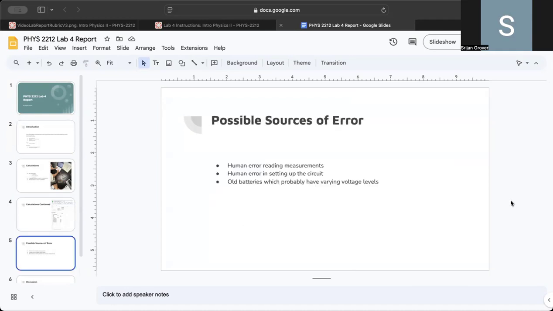So possible sources of error for this lab are human error reading the measurements, human error in setting the circuit, and old batteries which probably have varying voltage levels.